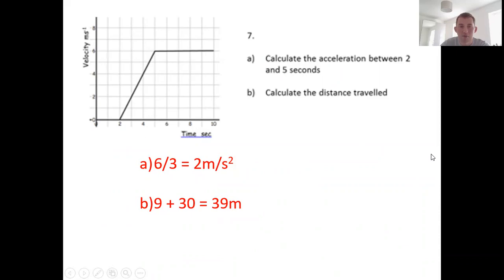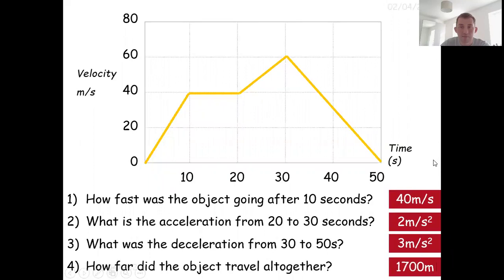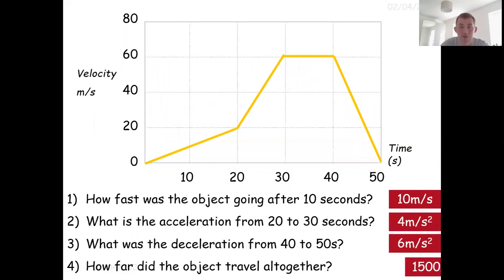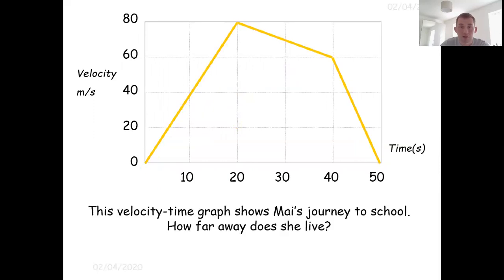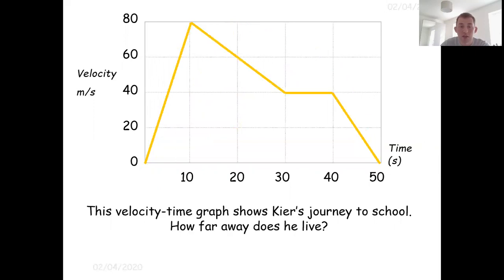Then I made it a bit harder. So now if you look at slide 3 with this graph here, 4 questions to answer. The 4 answers are there. The next slide, again, check your answers. 4 questions, there are your 4 answers. And the final 2 questions, the big questions: Maya's journey was a total of 2,500 meters. And the last slide I gave you was about Kia's journey, and he lives 2,200 meters away from school, which is quite close actually.